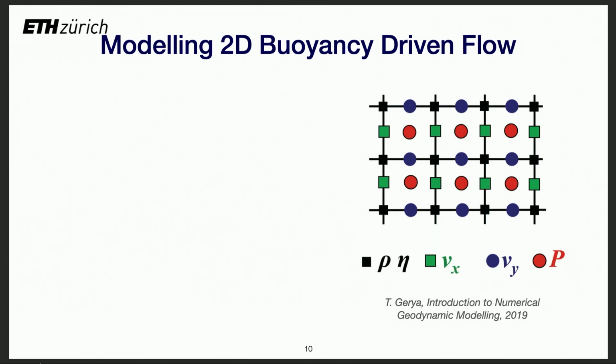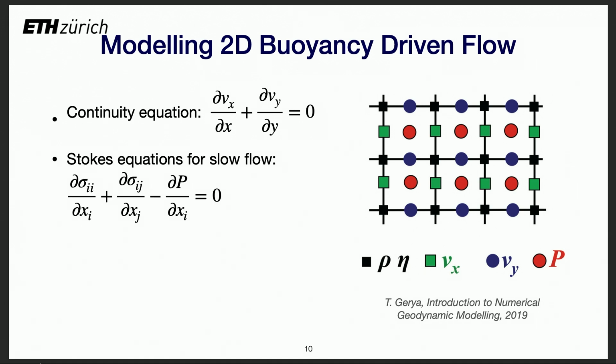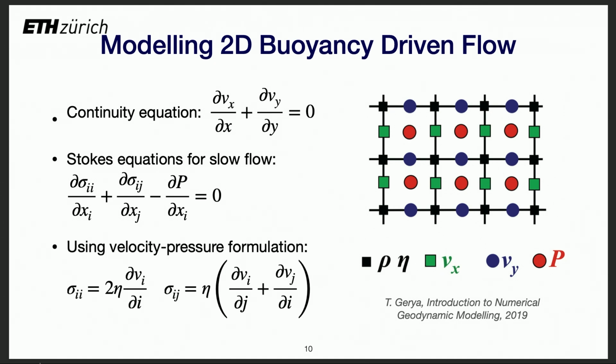Now, in terms of 2D buoyancy-driven flow, we're only concerned with the mechanical part of the simulation, so no thermal component, no energy conservation or things like that. But we're essentially solving the continuity equation. At least in 2D, this is divergence equals 0. And the Stokes equations for slow flow, which are discretized in terms of the deviatoric stress tensors and then reformulated in a pressure-velocity formulation. And on the right, you can see the type of grid that we obtain. So you can see that not all quantities are defined at the same locations, and this is to ensure numerical stability during the solution process.